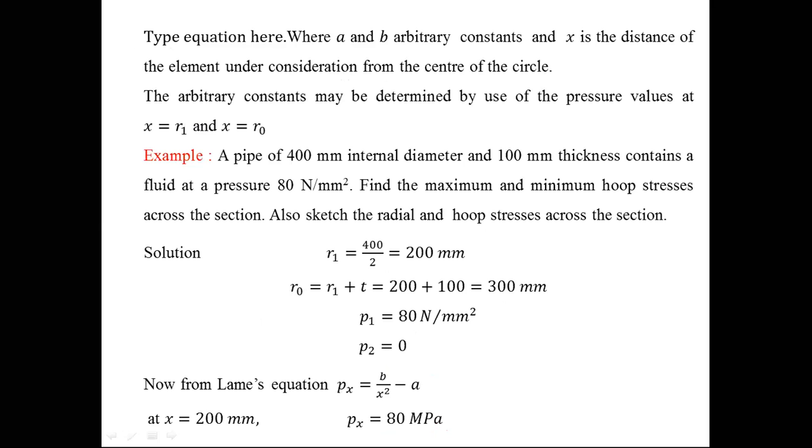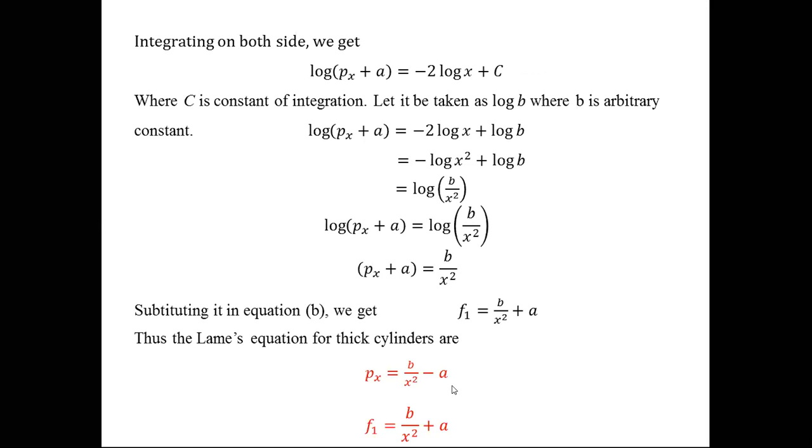Finally, you remember these equations, which I have put in red marks. To determine the radial pressure at any point, it is Px equal to b by x square minus a, and to determine the hoop stress in the cylinder, F1 is equal to b by x square plus a. That's enough. All of you copy that.